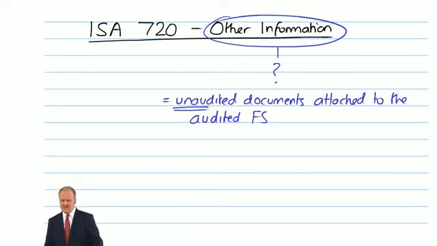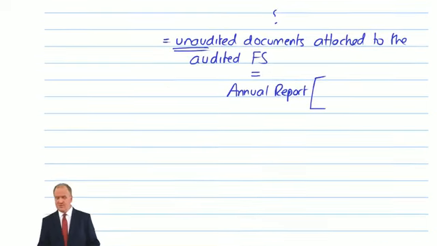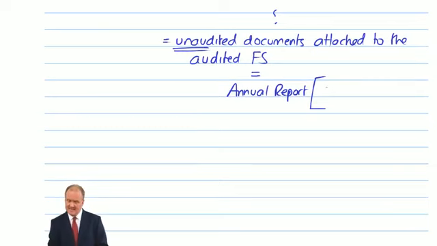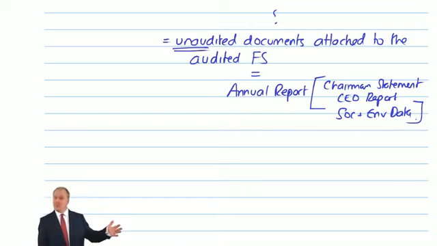And in the vast majority of cases, what we're talking about here is the company's annual report. So that document, produced typically by listed companies, that has things in it like the chairman's statement, the CEO's report, social and environmental data, corporate governance material, these days I suppose an integrated report, all sorts of things. The fact is, it's not the financial statements.